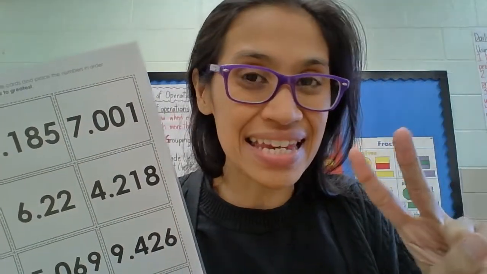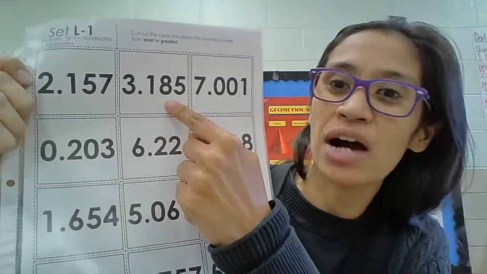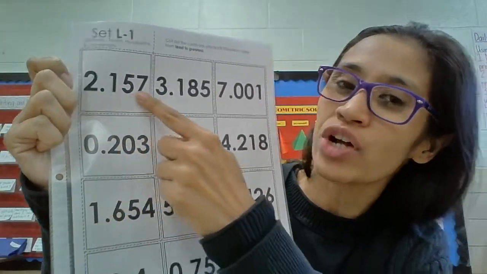The second thing I need for you to do is to make 5 subtraction problems. For example, you can do 3 and 185 thousandths minus 2 and 157 thousandths. Now, when you do that, make sure what number goes on top? Always the larger number, the bigger number goes on top.